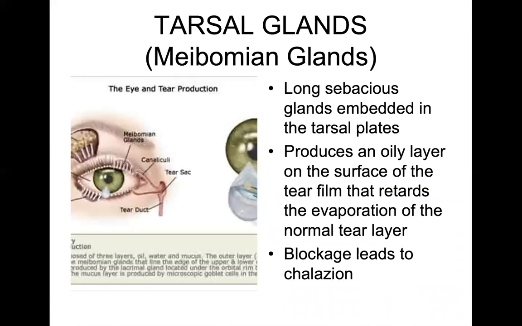Now, in the lids, you have your meibomian glands. These are actually sebaceous glands. It produces an oily layer on the surface that will actually prevent the dehydration or the evaporation of the tears. Now, this one will help lubricate the eye because the oily layer here prevents the evaporation of the tears. Now, if this meibomian gland is blocked, this is what we actually call your chalazion.